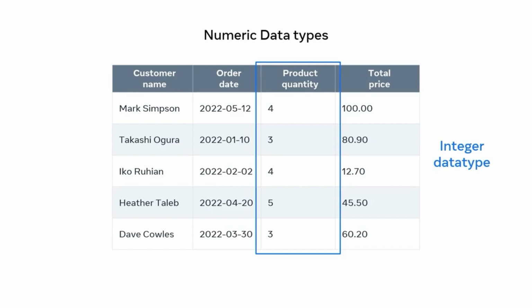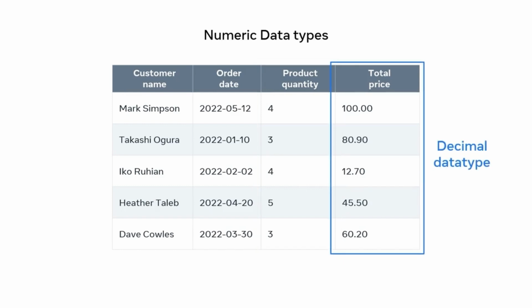Fractional numbers can be inserted, but they'll always be automatically rounded up or down to the nearest whole number in the database. And the total price column is a decimal type. This is because it holds fractional numbers. For example, an item that costs $80.90 is a fractional value. 80 is a whole number, and 90 is a decimal. Whole numbers can also be inserted. The database will add a decimal point along with a fractional value of 0.